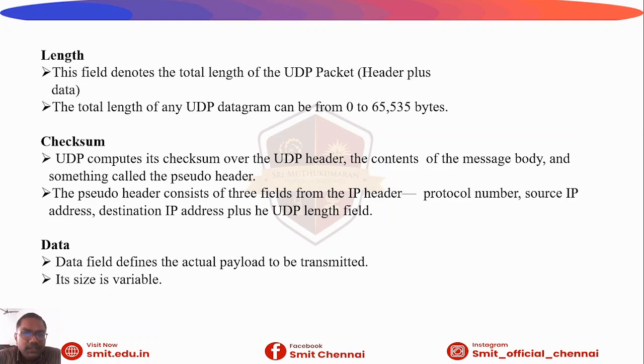Next one is checksum. UDP computes the checksum over the UDP header, which has contents like the message body, and also over what is called the pseudo header. The pseudo header consists of 3 fields, that is the protocol number, source IP address and the destination IP address.